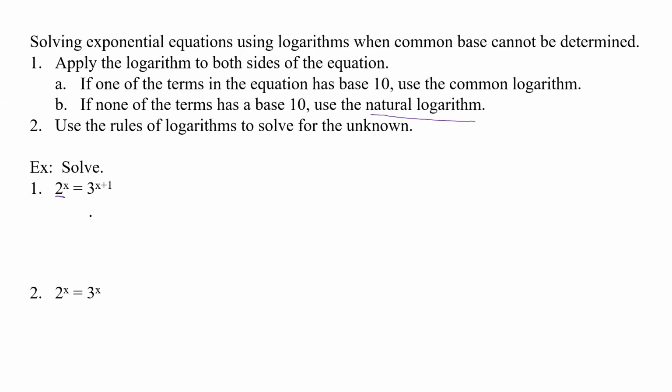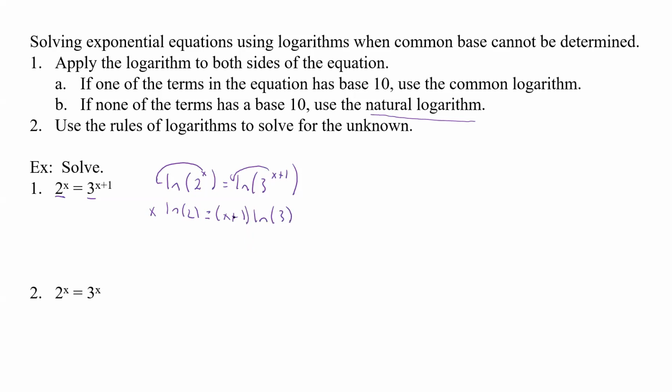So here we have a base 2, here we have a base 3. Those aren't the same. There's no way we can get them to be the same. And so what I'm going to do is take the ln of both sides. All right. So what now? Well, now we can use our power rule. And we can bring this x down in front, and we can bring that whole x plus 1 down in front here. Okay, so what does that give us? Well, it gives us x ln of 2 equals, then we have x plus 1, and then we have ln of 3.